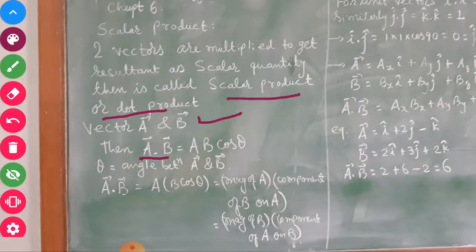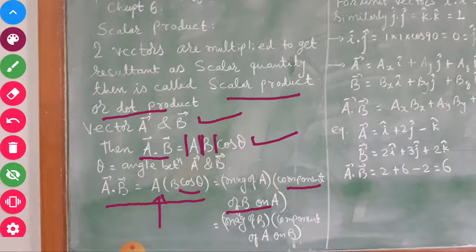So A dot B is defined as AB cos theta, where A is the magnitude of vector A and B is the magnitude of vector B. So A dot B is the magnitude of A multiplied by the magnitude of B multiplied by cos theta, and here theta is the angle between the two vectors A and B. We can also write A dot B as A into B cos theta. Now A is the magnitude of A, and B cos theta is the component of B on A.